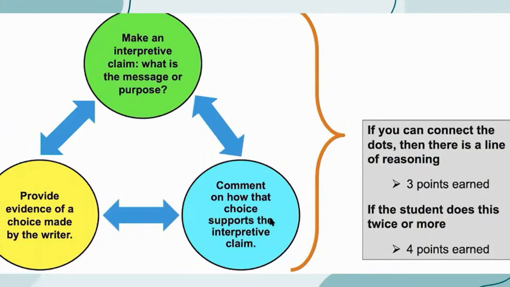The last image is this one, and it's this really great triangle. So what are the 3 things you need to do? You need to make an interpretive claim, comment on how the choice supports the claim, and provide evidence of a choice made by a writer. So all 3 of these things are going to be in your essays. They're always going to be in the works that you're going to be reading on the multiple choice.